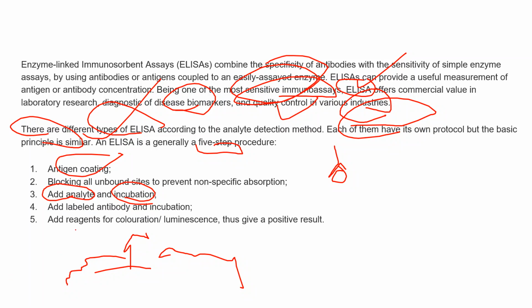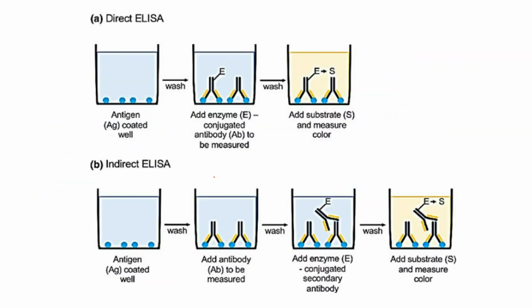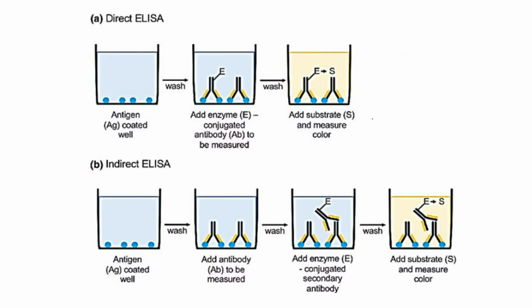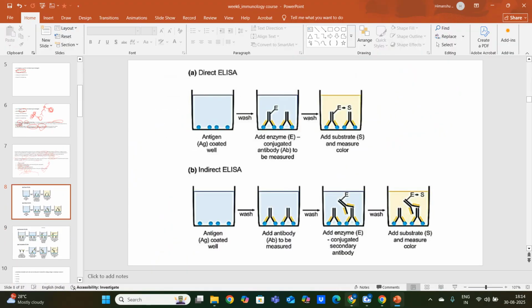And after that, we'll add the reagent or substrate that will convert this enzyme into the colored product, and it will give a positive result if it's there, right? So this is the way ELISA works, and this is the five-step procedure. Here we see that according to the analyte and the analyte detection method, there are different kinds of ELISA, right?